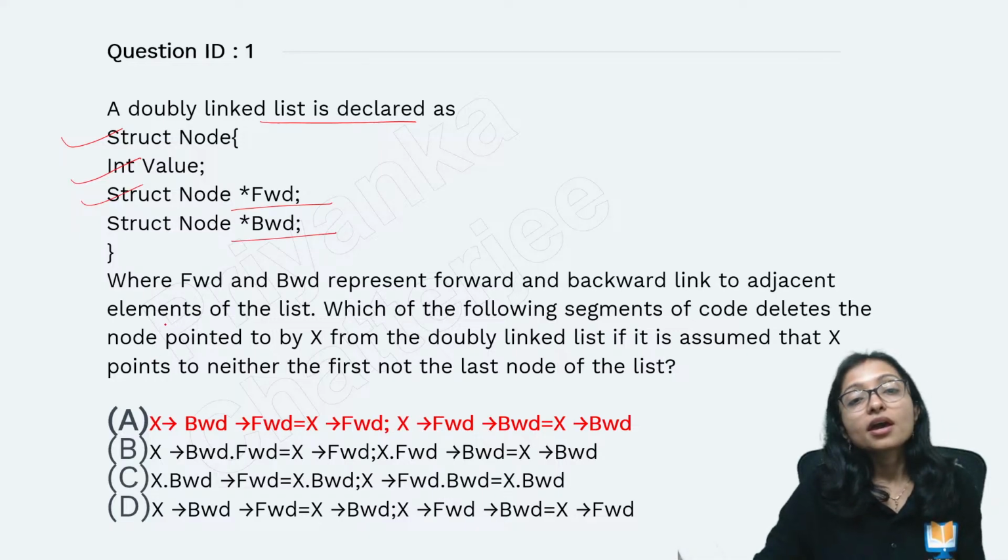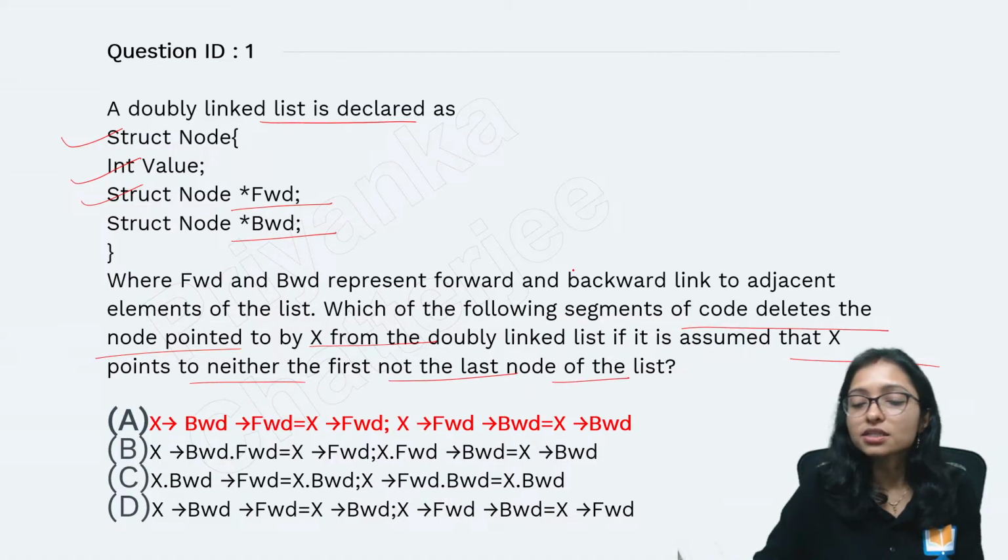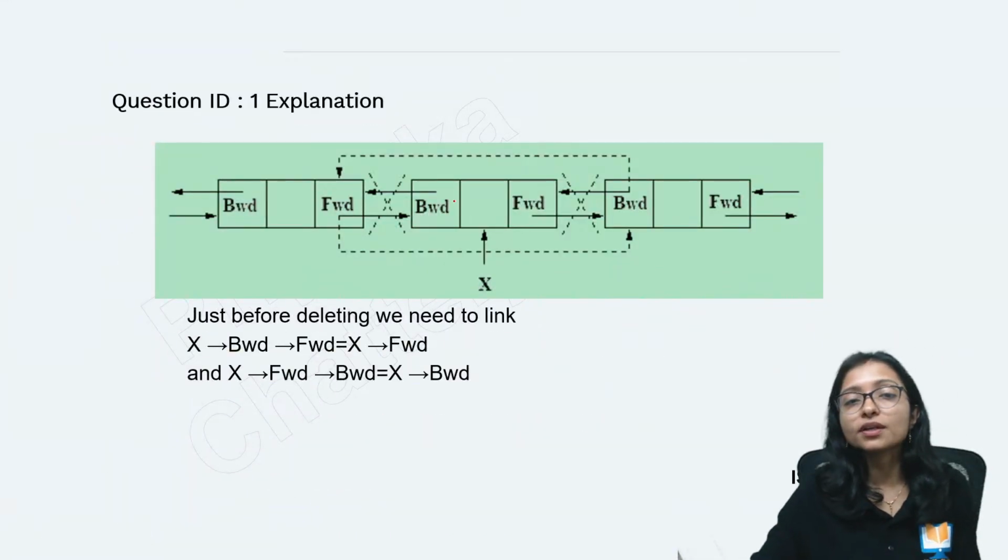Right? Because it is asking where you have to do forward, you need to delete the node in the doubly linked list. Assume that x is neither first nor last, meaning it is in between. So here this node I am going to delete. It is my backward pointer, this is my forward pointer.